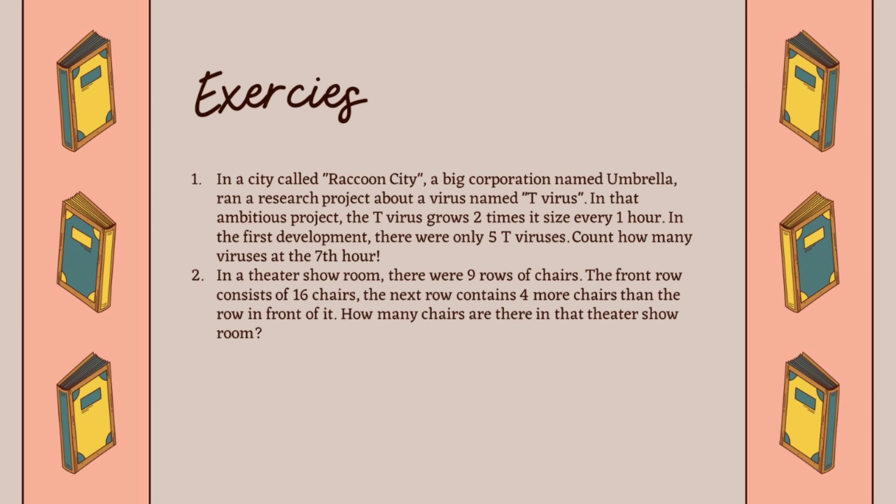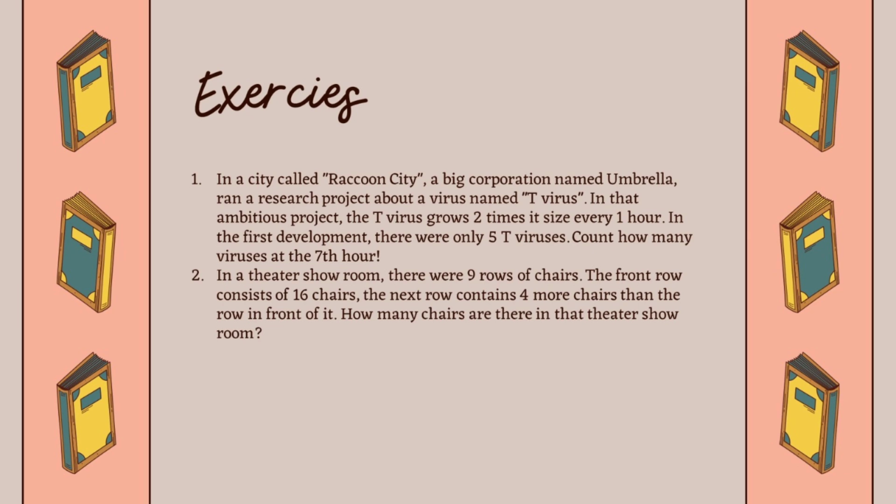Number 1. In a city called Raccoon City, a big corporation named Umbrella ran a research project about a virus named T-virus. In that ambitious project, the T-virus grows 2 times its size every 1 hour. In the first development, there were only 5 T-viruses. Count how many viruses at the 7th hour.